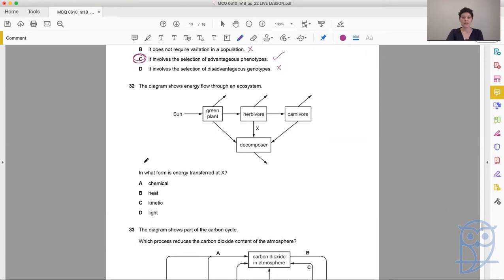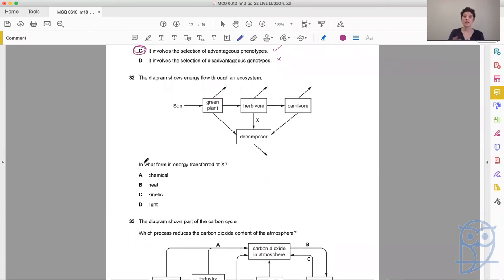32. Diagram shows energy flow through an ecosystem. In what form is energy transferred at X? So sun to the green plant to the herbivore, then herbivore to the decomposer. So death and decomposition. So when we're working on this sort of decomposition, it is all about chemical energy. Being transferred from the herbivore to the decomposer, we've got that chemical energy.